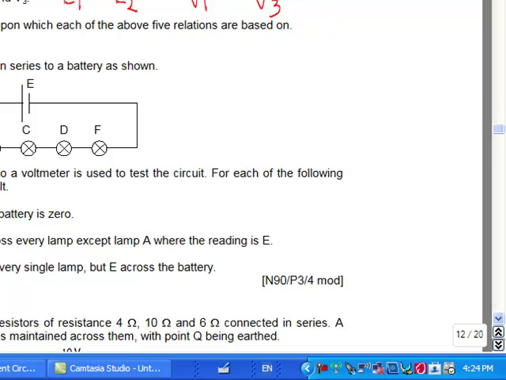PD across the battery is 0. Battery spoiled? It could be, or you can say the battery is flat, right? Because the EMF is 0, right? In a nicer way, yes. So that will be part A.